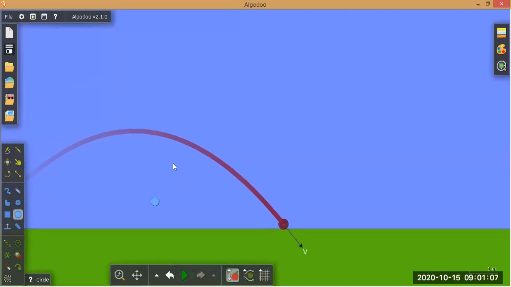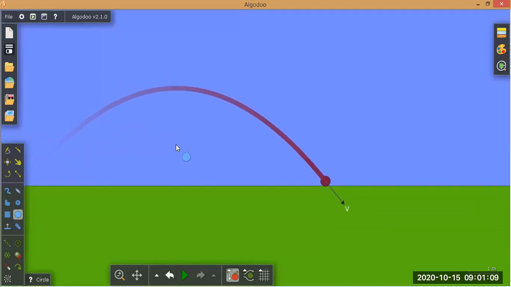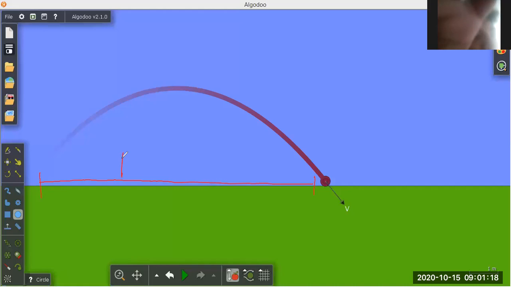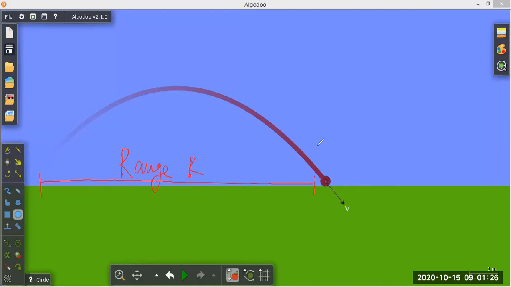After that it will bounce, but once again we don't really care about what's going to happen when it bounces, right? We only care up to this point. So you see clearly that this distance is called nothing other than range, r. This is called nothing other than range.